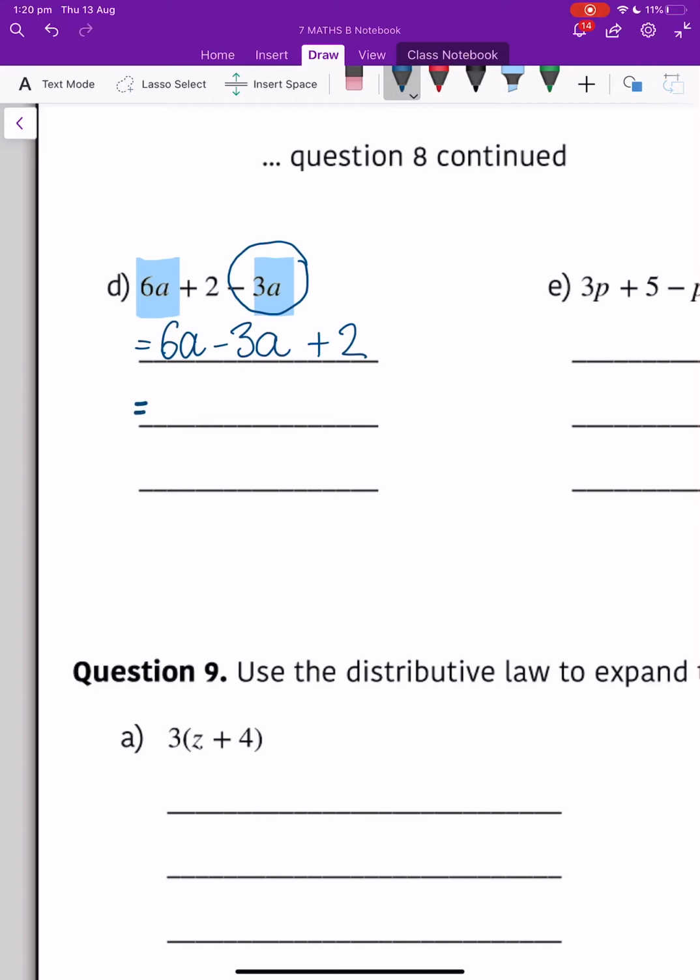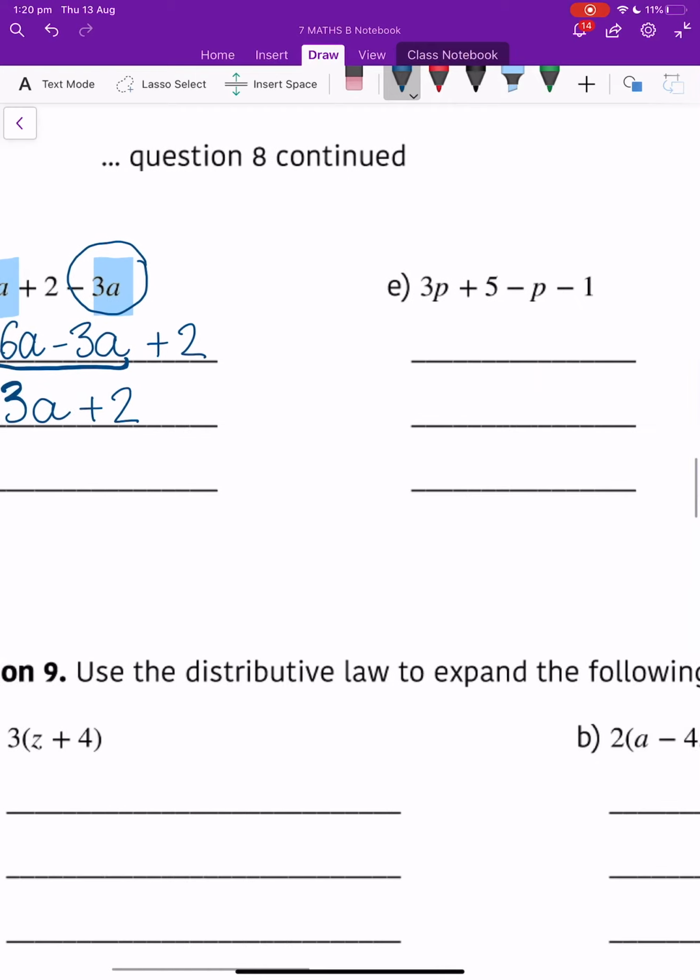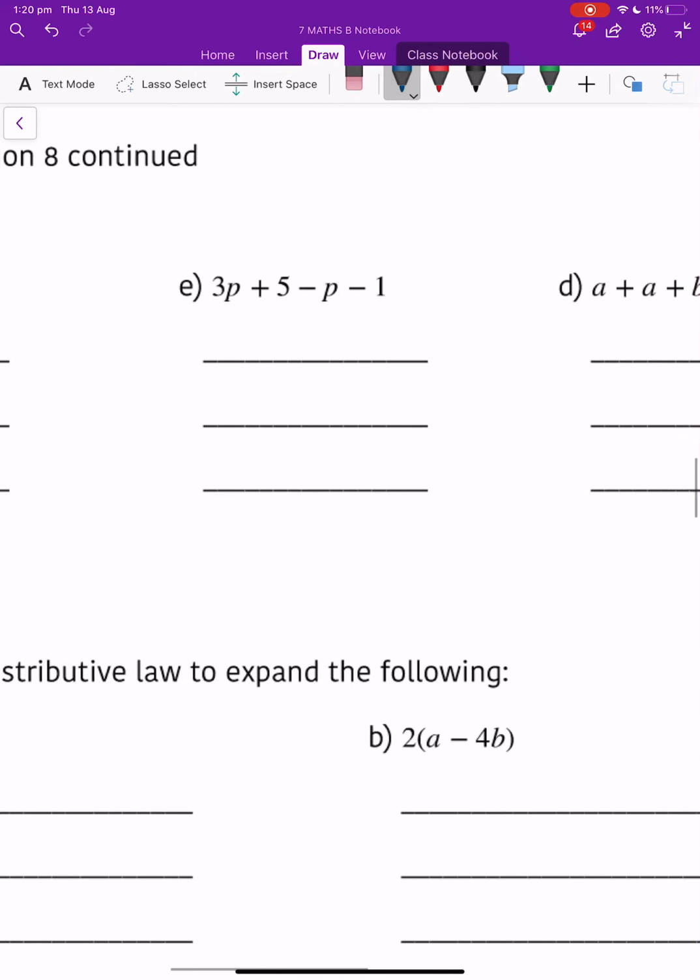Now, 6a take 3a is 3a. And you just add the 2. And you can't add the 2 to the 3a because it's not a like term. Okay. Next question. You're going to identify the like terms, and then you're going to bring them together.